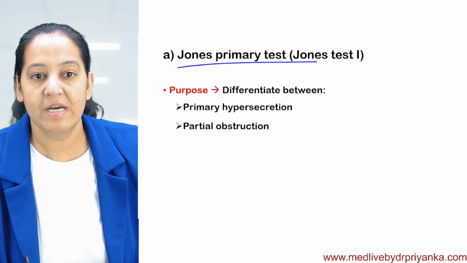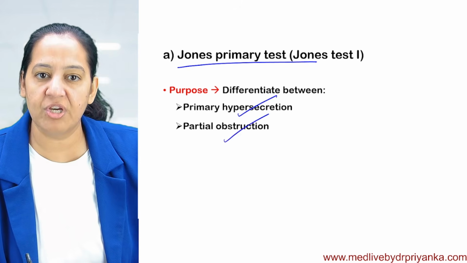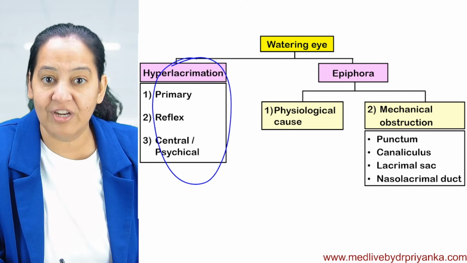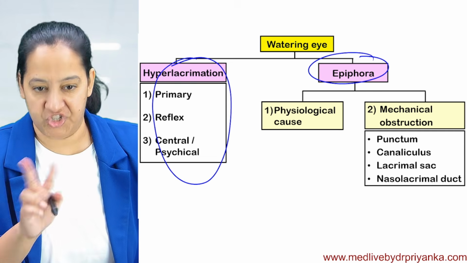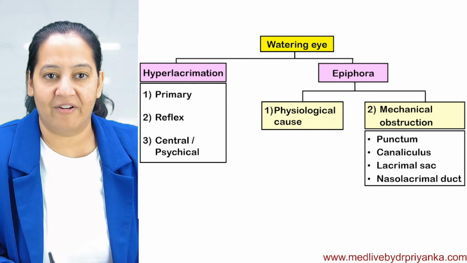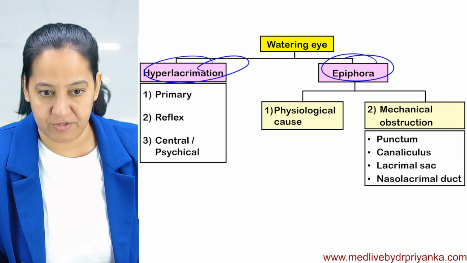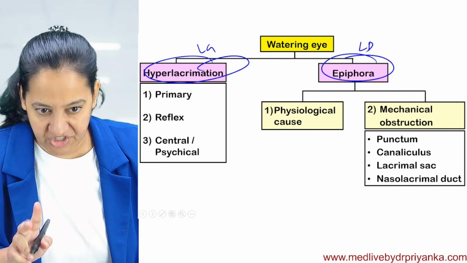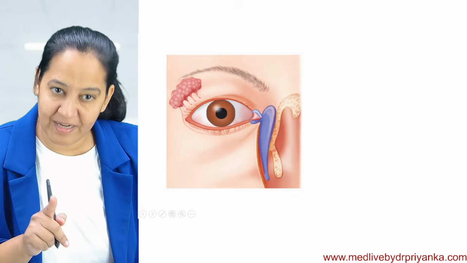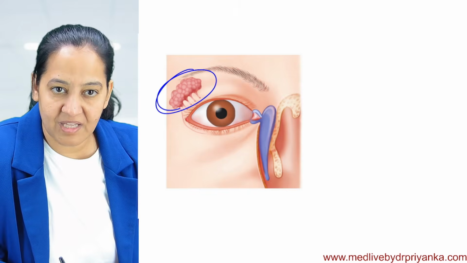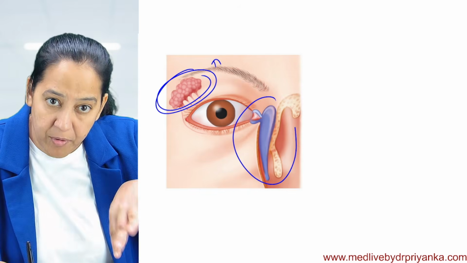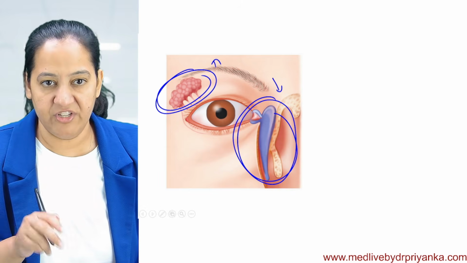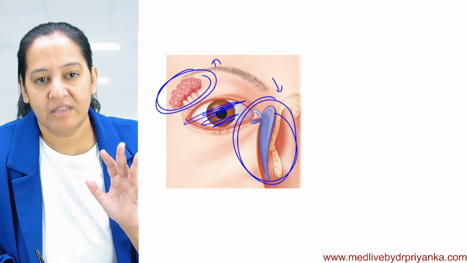The primary Jones test will differentiate hypersecretion from partial obstruction. Is it hyperlacrimation or partial obstruction? Is the problem in the gland or in the drainage? Either the problem is in the gland, it is synthesizing more, or the problem is in the drainage pathway, it is obstructed. In both of them, there is accumulation of tear that will lead to watering eye.